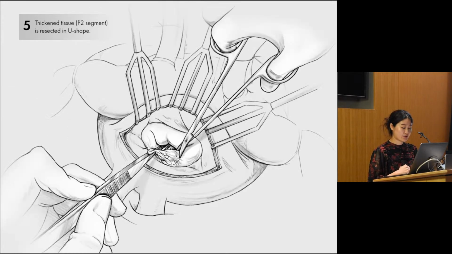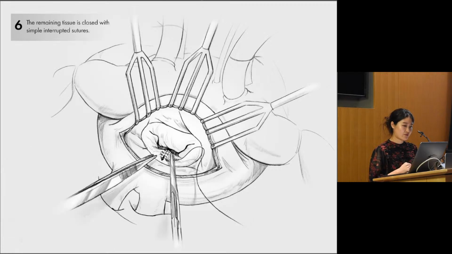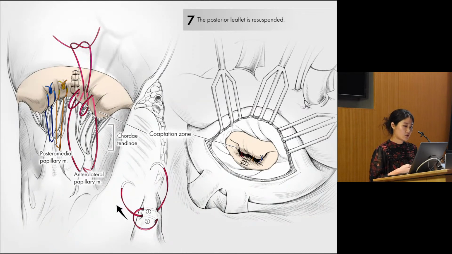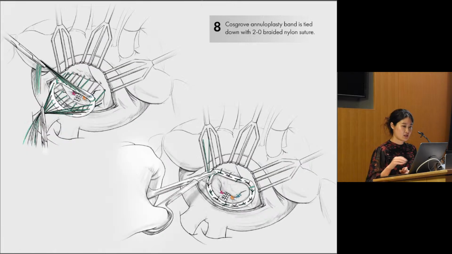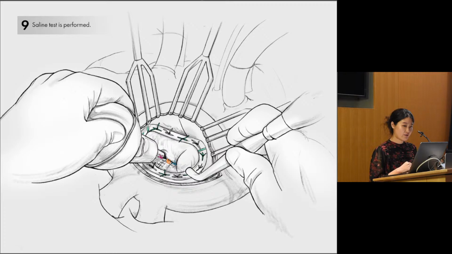Normally, resection is avoided, but in this particular patient, there was such extensive hypertrophy of the posterior leaflet that a resection had to be performed. Remaining valve tissue was closed with simple interrupted sutures. To reinforce weakened chordae tendineae, which are the main culprit for mitral valve regurgitation, Gore-Tex neocords were placed in the posterior leaflet. A Cross-growth annuloplasty band was used to further tighten the valve. Finally, valve competence was checked with a saline test.